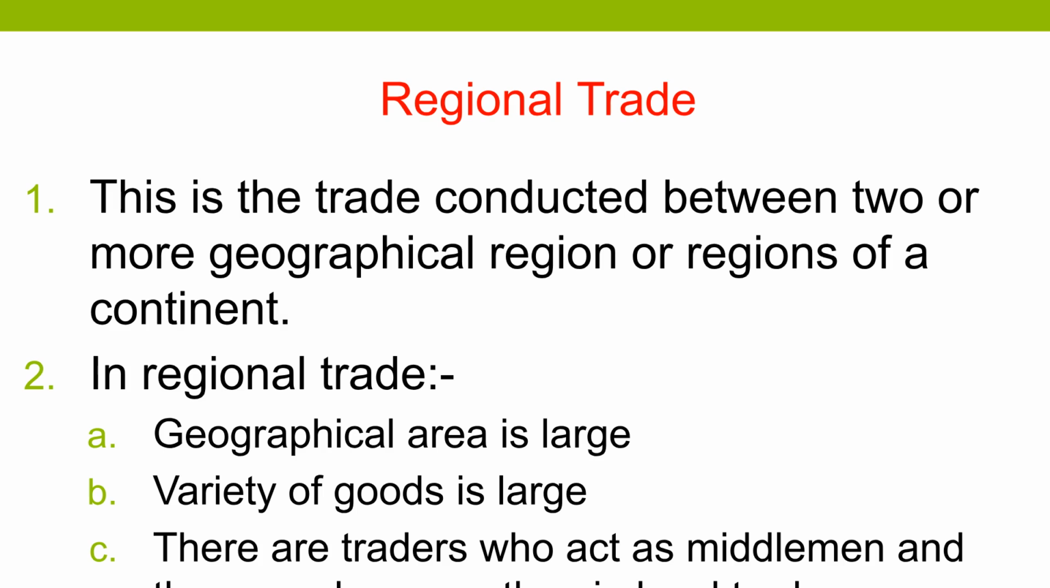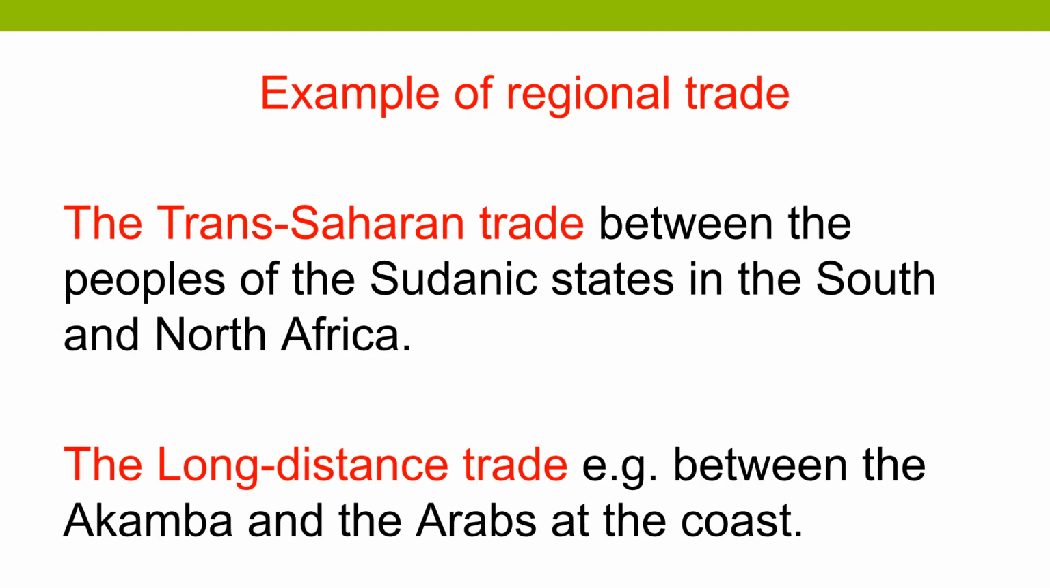Regional trade is conducted between two or more geographical regions or regions of a continent. In regional trade, the geographical area is larger, there is a greater variety of goods, and more traders are involved, often including middlemen. Examples of regional trade include the trans-Saharan trade between the Sudanic states and North Africa. Another example is the long-distance trade, such as that between the Akamba and the Arabs at the coast.